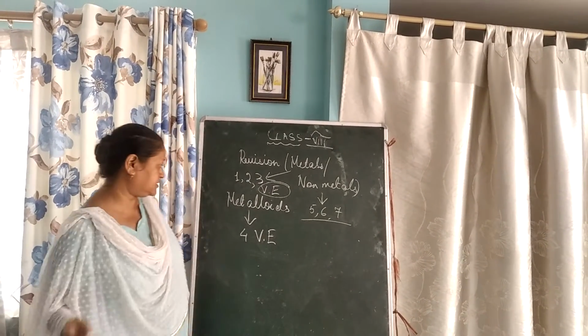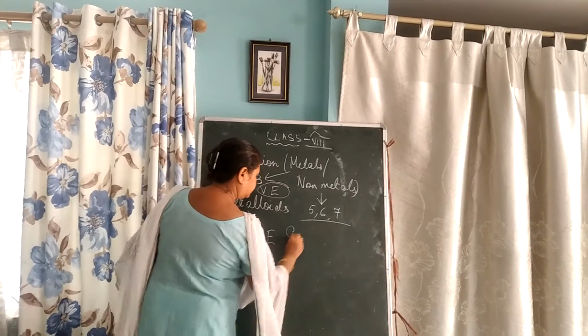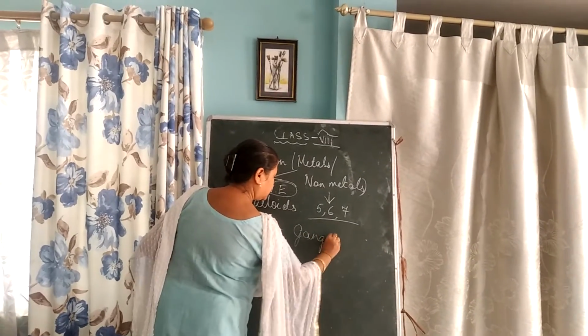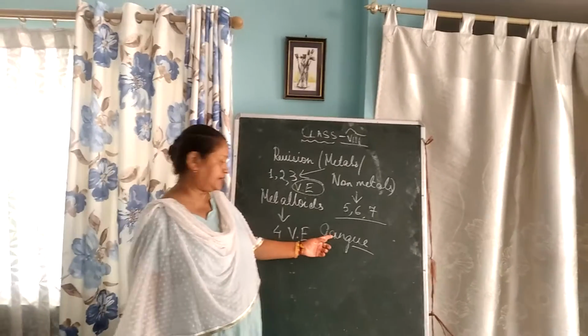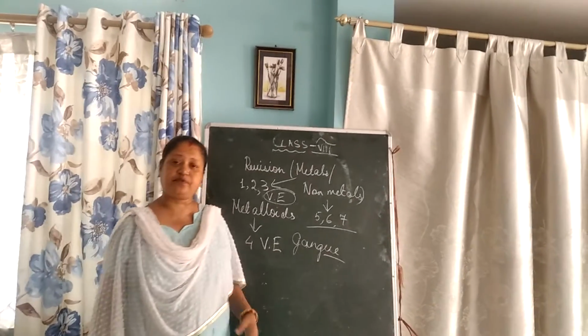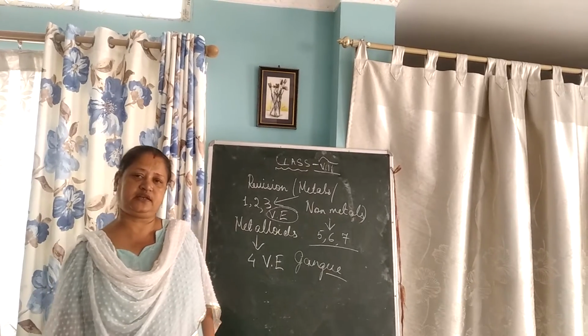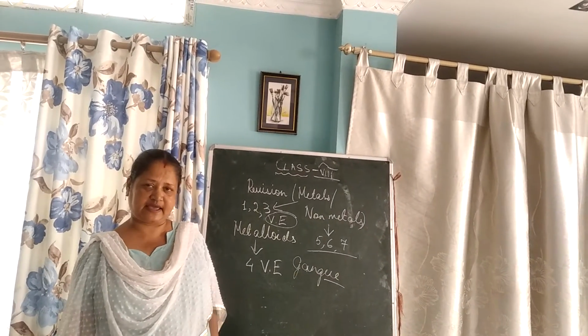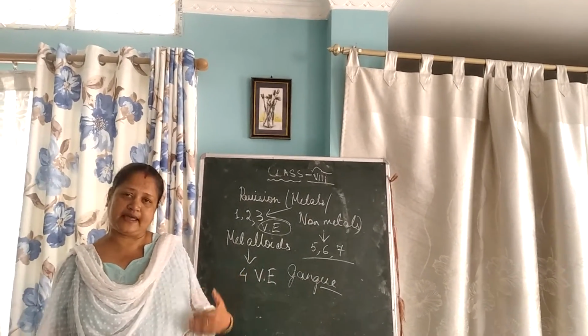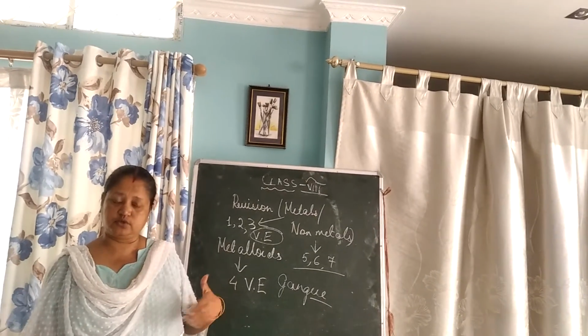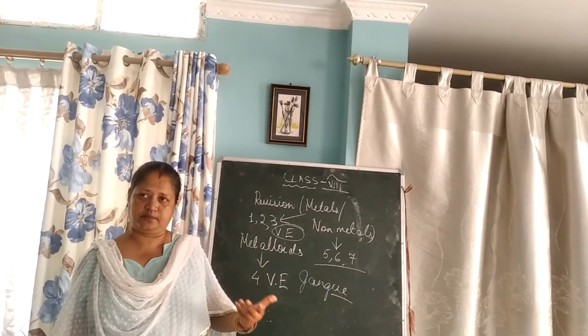So it is gangue, right? The U and E are silent. The impurities present in the metals are known as gangue, and these impurities have to be removed from the ores, and then only can we use the metal in a better way.